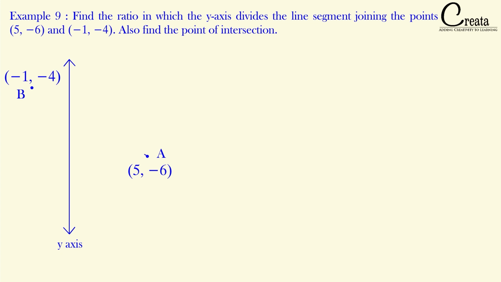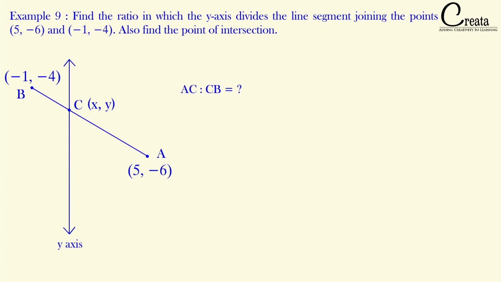Further, let's join the points A and B. We got the line segment AB. This line segment AB is crossing the y-axis. Let's name the intersection point as point C. In this question, we have to find the coordinate of this point C, that is x, y, and we also have to find the ratio in which the point C is dividing the line segment AB, that is, the ratio of AC to CB.